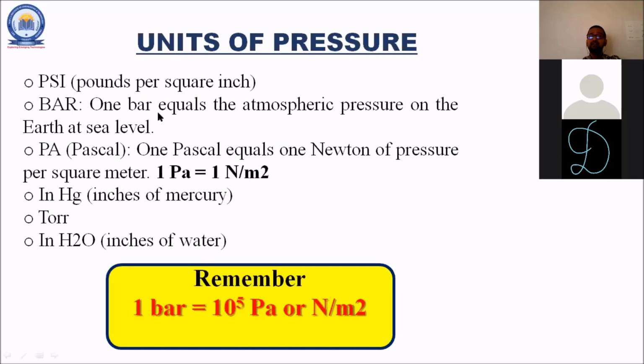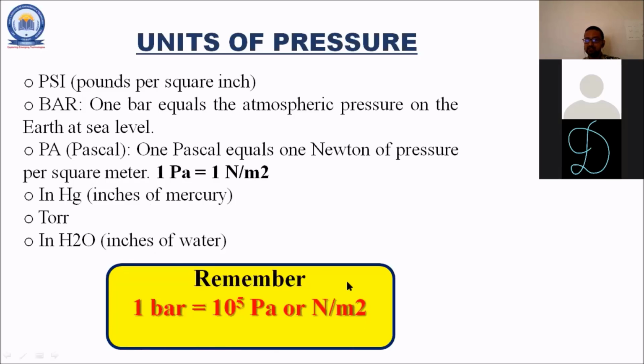Proceeding further, what are the units of pressure? PSI, that is pounds per square inch. Bar is one of the units of pressure. 1 bar equals the atmospheric pressure on the earth at sea level. Pascal is one of the important units. 1 Pascal equals 1 Newton per meter square. Inches of mercury, you are aware of it. Torr is also a unit of pressure, and inches of water.